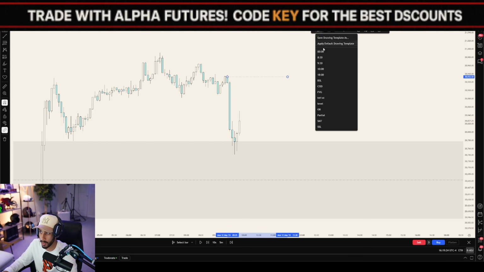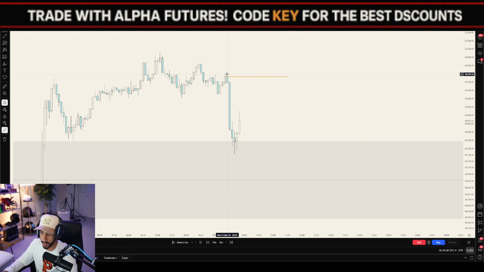Change in state of delivery, meaning we close above the manipulation leg. So this is the leg that made the low. This leg right here, from this down close candle to this last down close candle, made the low. This is the manipulation leg. So once we close above this, we get a change in state of delivery from bearish to bullish.